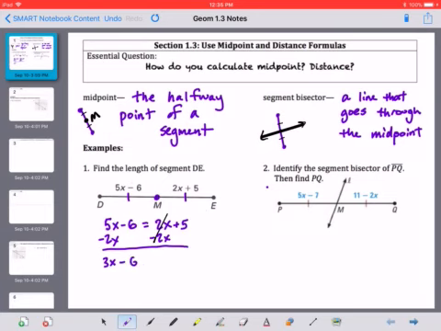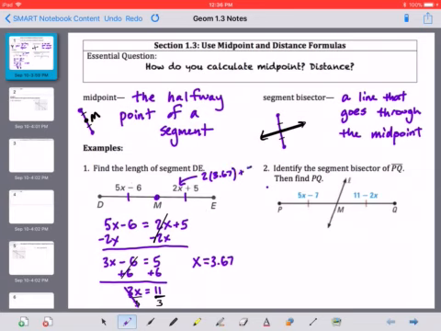But again, be careful because it's not saying find the value of x, it's saying find the length of segment DE. So the very last thing is let's plug x in here. So we have 2 times 3.67 plus 5. And if you plug that into a calculator, you end up with about 12.34. So this distance is 12.34, this distance is 12.34, so DE would be both of those added up, and that is 24.68 units for the entire length.